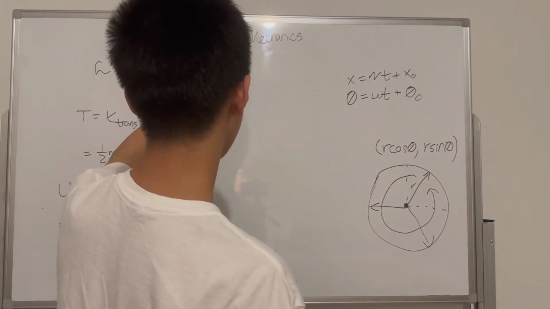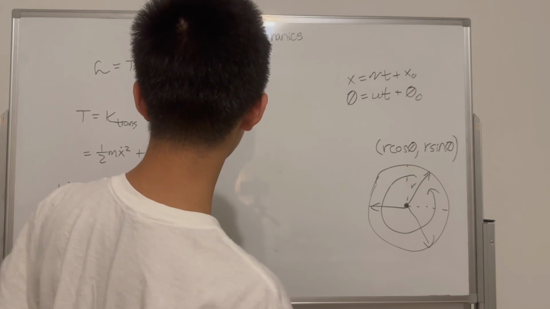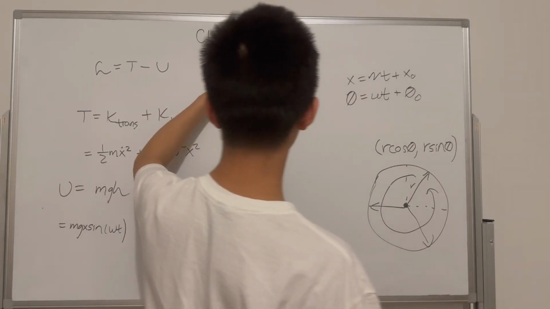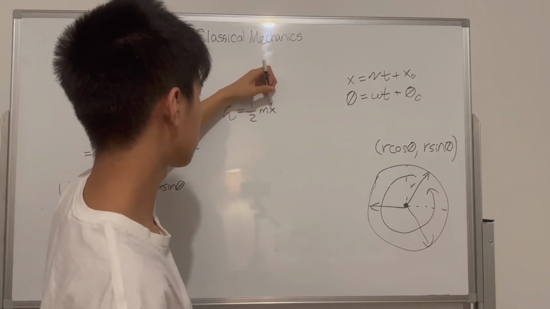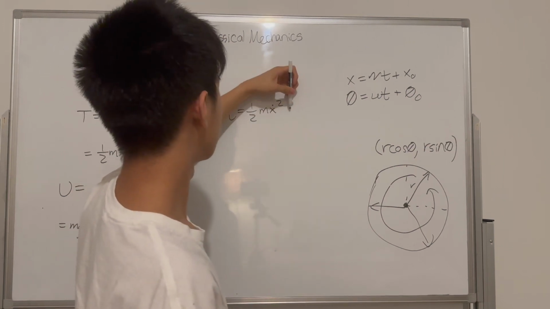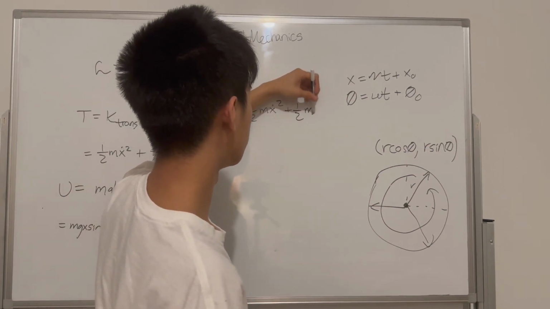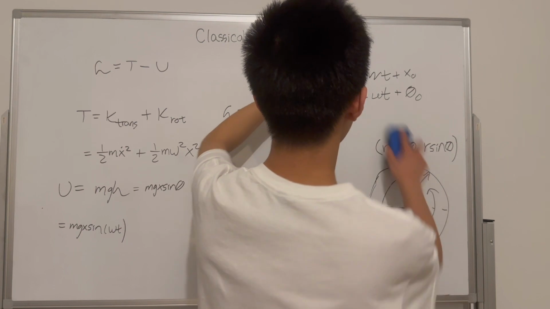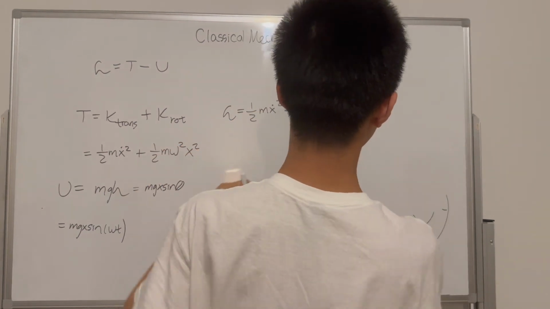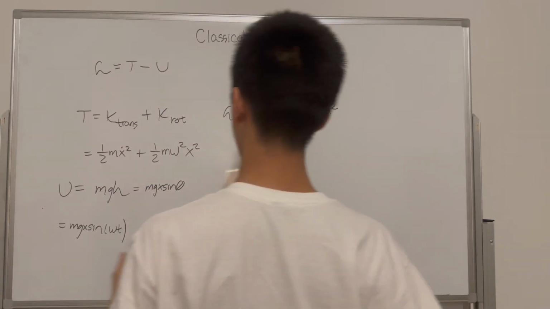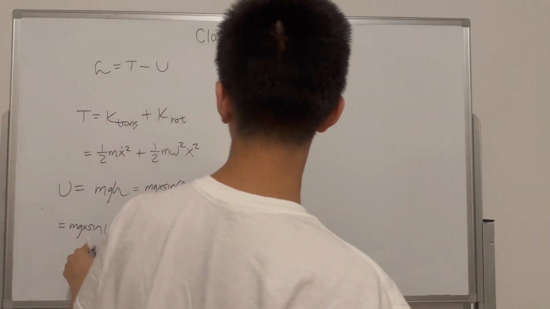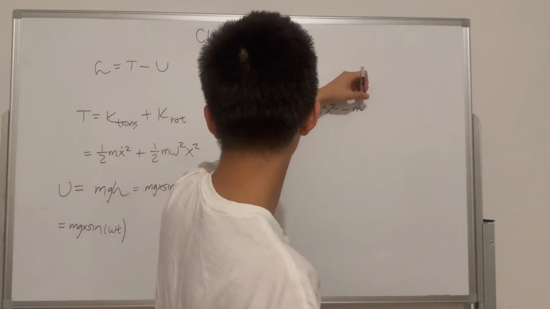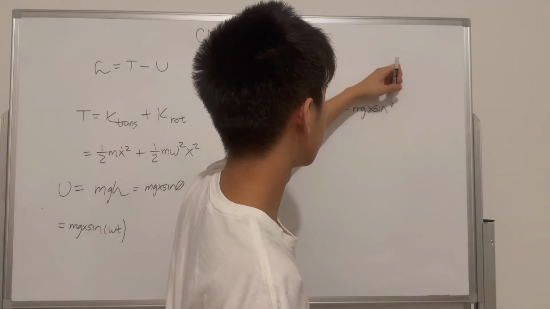That means our Lagrangian is equal to 1/2 mx prime squared plus 1/2 m omega squared x squared. Let me get rid of this now. You guys don't need it because you understand it, I'm sure. Minus the potential energy, so minus mgx sine omega t.